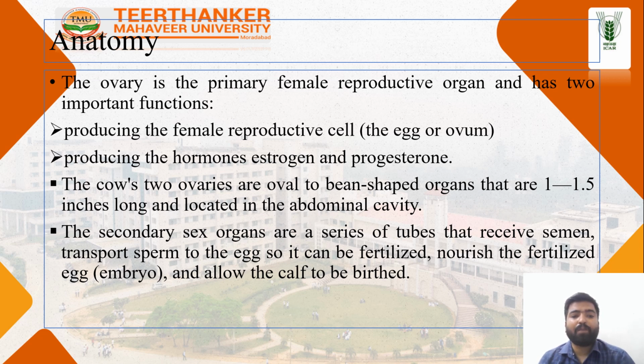It has two important functions. First one is producing the female reproductive cell, the egg or ovum. Second is producing the hormones estrogen and progesterone, which help regulate the estrous cycle. The cow has two ovaries, about 1 to 1.5 inches long, located in the abdominal cavity. The secondary sex organs serve as a tube to receive semen, transport sperm to the egg, fertilize and nourish the fertilized egg, the embryo, and allow the calf to be born.